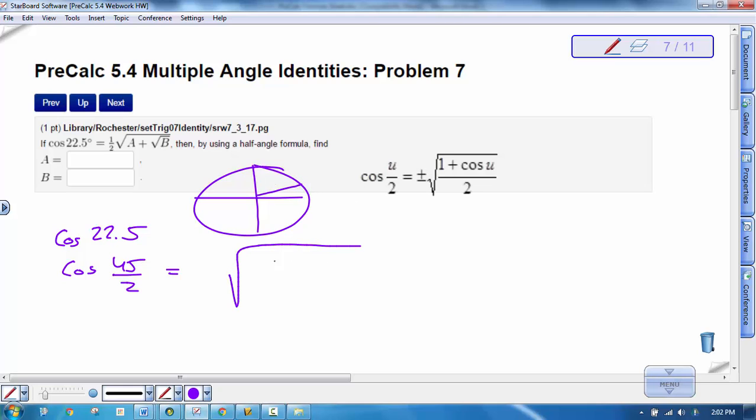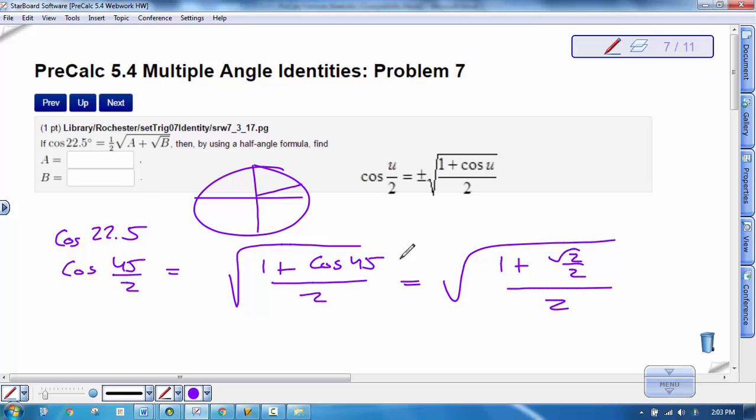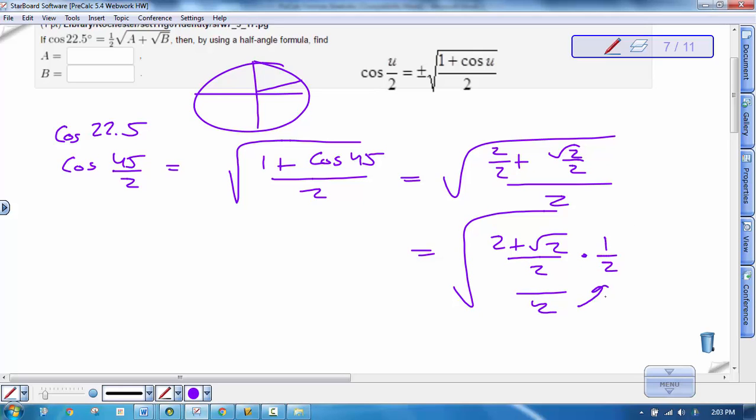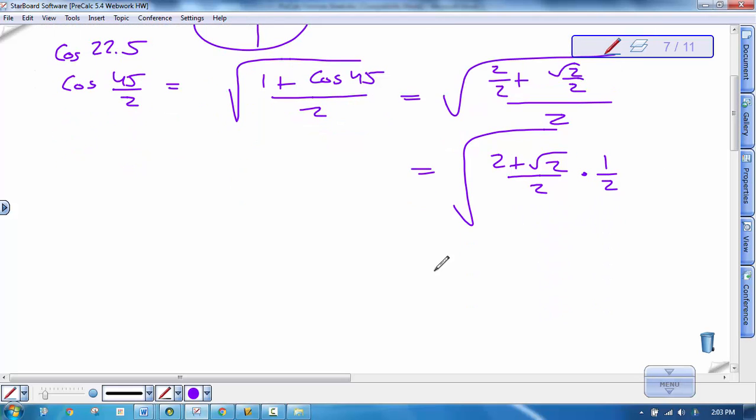So it's the square root of 1 plus cosine of u. Cosine of u now, keep in mind, u is 45. So it's cosine of 45 all over 2. I'm going to simplify this. It's 1 plus the square root of 2 over 2, because the cosine of 45 really is the square root of 2 over 2. And then I can add these fractions. So this is 2 over 2 instead of 1. So I have 2 plus the square root of 2 all over 2 divided by 2, square rooted. Instead of dividing by 2, I'm going to multiply by 1/2. And so I get then 2 plus the square root of 2 over 4.